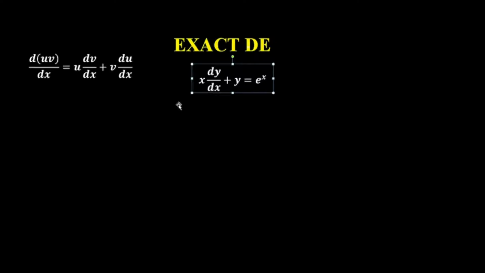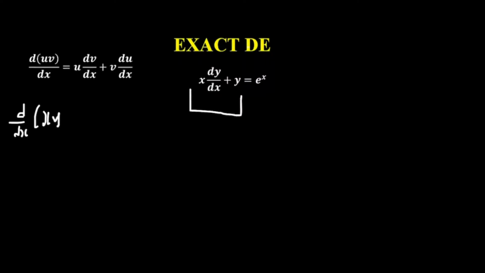Now this is our example that we are going to be looking at. We have our differential equation. If we look at the left hand side of this differential equation, we have x dy/dx plus y. There's something peculiar about this differential equation. We see that the derivative with respect to x of xy is, so we want to find out what this is. You are the one to figure out this product.